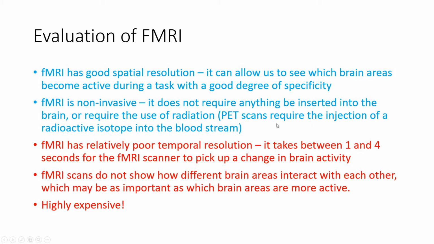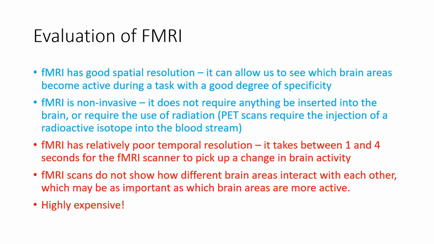Another kind of scanner that we don't need to know about is a PET scanner, which does the same sort of thing. It tells us which parts of the brain are active during tasks, but a PET scan requires that you have a radioactive isotope injected into your bloodstream. fMRI doesn't require that, so we can say that's a good thing. It's non-invasive. People generally don't like to have injections unless they need to.